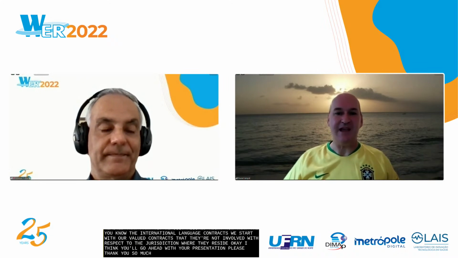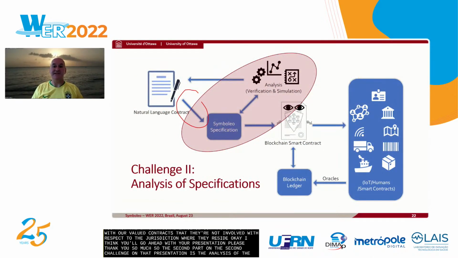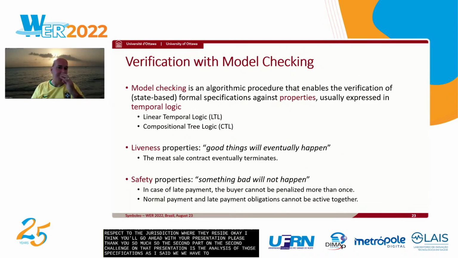Thank you so much. So the second part, or the second challenge of that presentation, is the analysis of those specifications. And as I said, we have two tools, one that essentially looks at test cases, so sequences of events, and see where this is heading in terms of the states of the contracts and the obligations and permissions. But the one I'm focusing on is the more mature one, where we enable verification of specifications with model checking. So for those of you who haven't seen model checking, this is an algorithmic procedure that will enable the verification of specifications against properties. And very often those specifications are state-based.